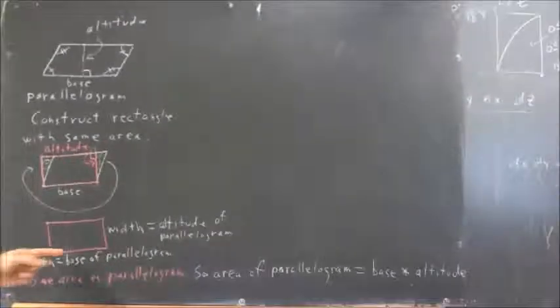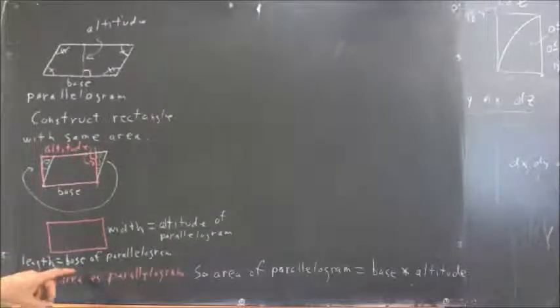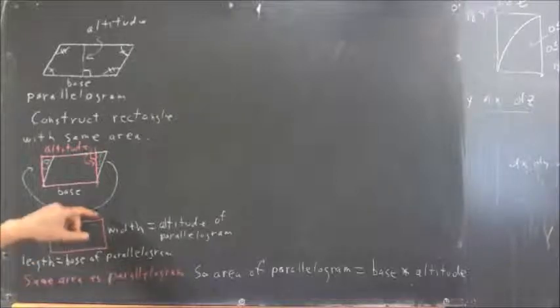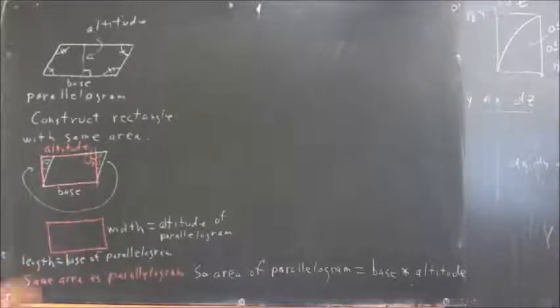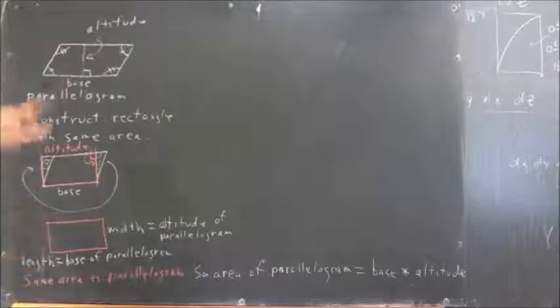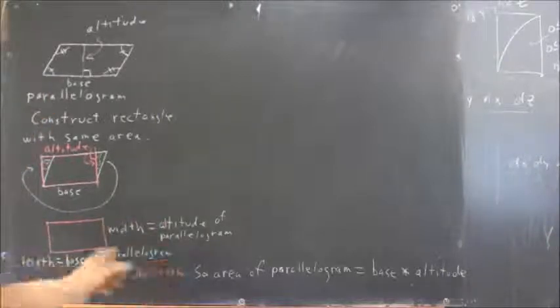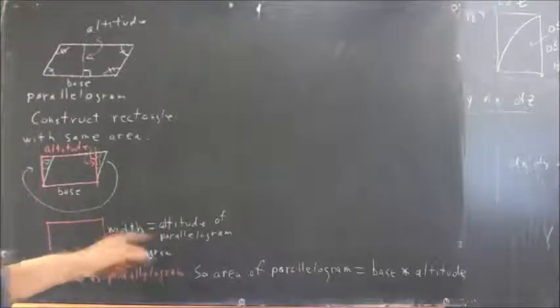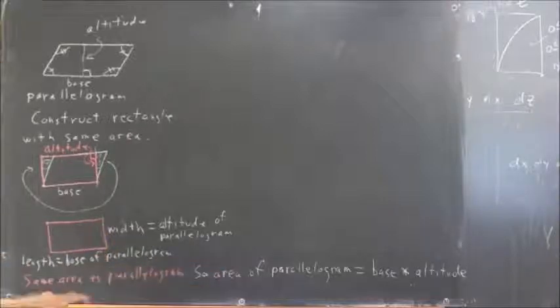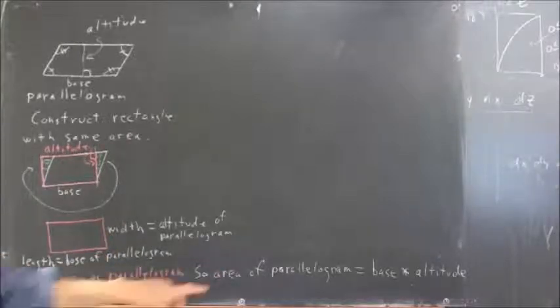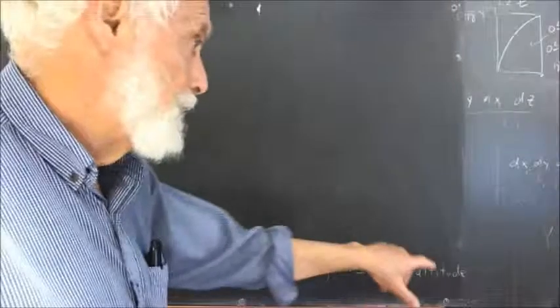Okay? Because, of course, the area of the rectangle is equal to its base times its width, and the base is the base of the parallelogram. The width is the altitude of the parallelogram. Okay, so same area as a parallelogram. The area of a parallelogram is therefore base times altitude.